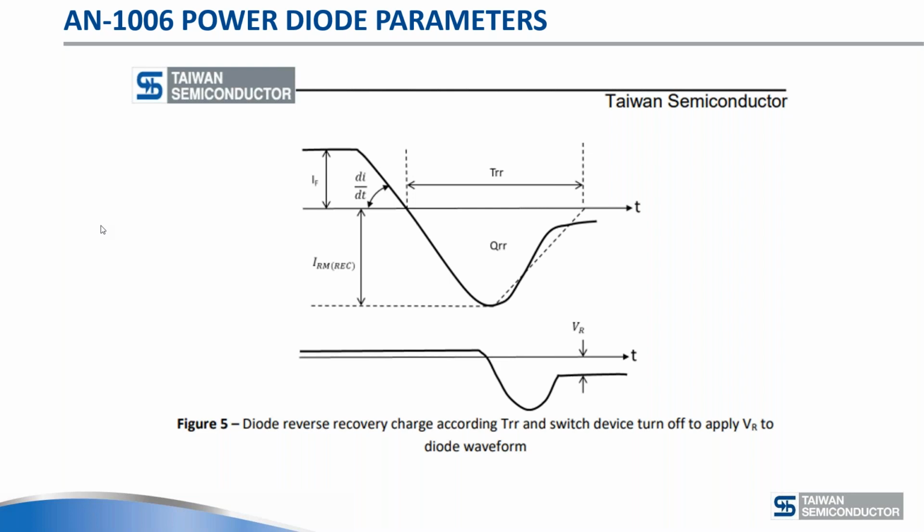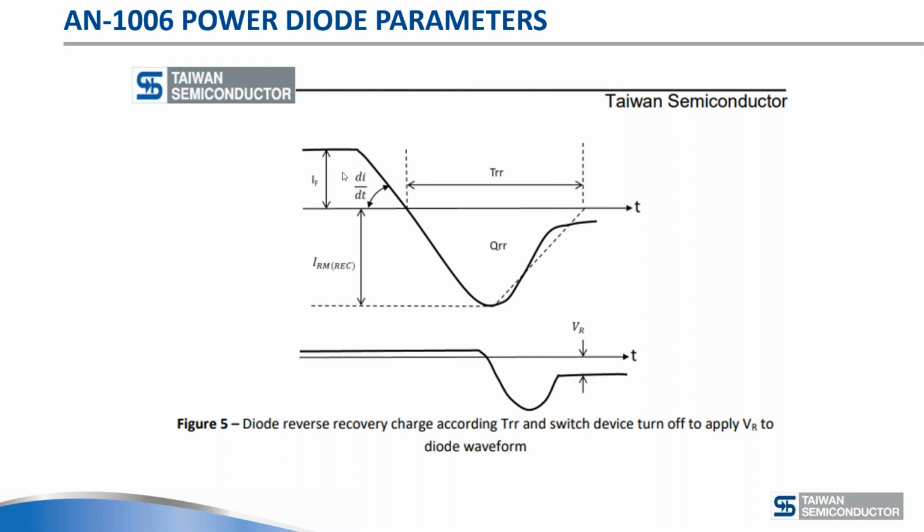Normally we always talk about the TRR, but the most important parameters determining the loss in the diode are not the TRR, but actually the storage charge, the QRR, and the peak reverse recovery current. This one gets added to the switching element, to the MOSFET. So you have to add this to the normal losses in the MOSFET, and this gives you an idea of the total losses in the device.